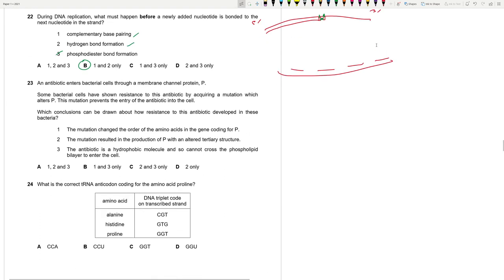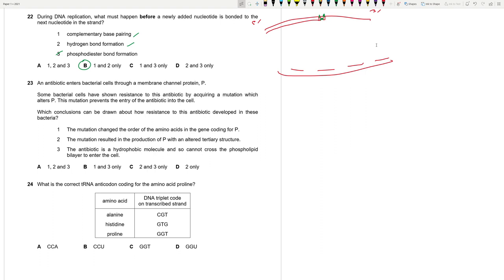23. An antibiotic enters bacterial cells through a membrane channel protein P. Some bacterial cells have shown resistance to this antibiotic by acquiring a mutation which alters P. This mutation prevents the entry of the antibiotic into the cell. Which conclusions can be drawn about how resistance to this antibiotic developed in these bacteria? One: the mutation changed the order of amino acids in the gene coding for P. Two: the mutation resulted in the production of P with an altered tertiary structure. Three: the antibiotic is a hydrophobic molecule and so cannot cross the phospholipid bilayer to enter the cell.